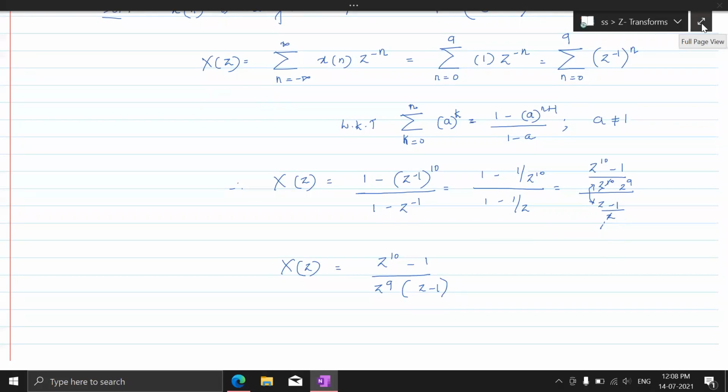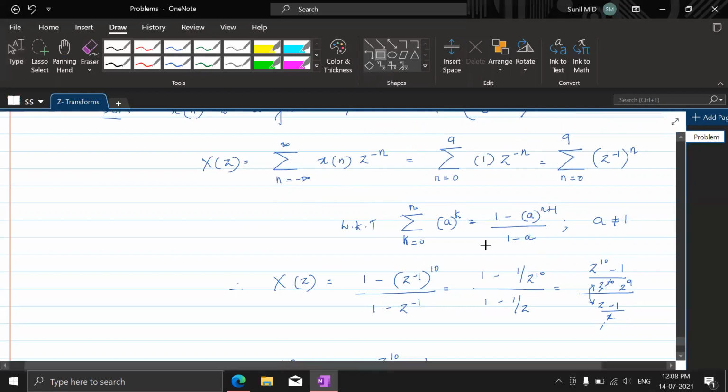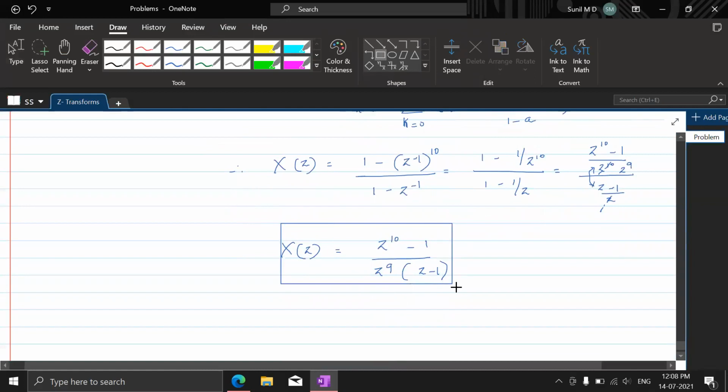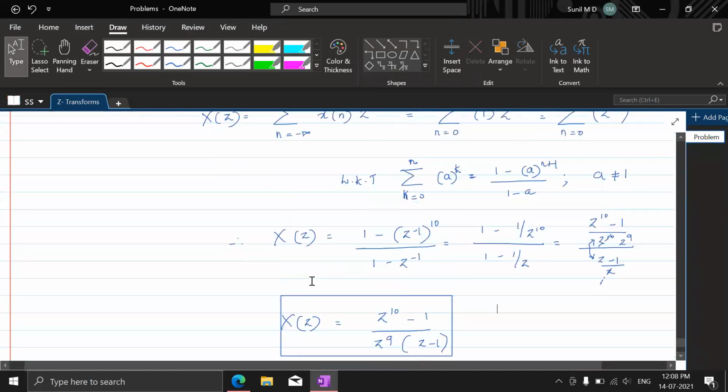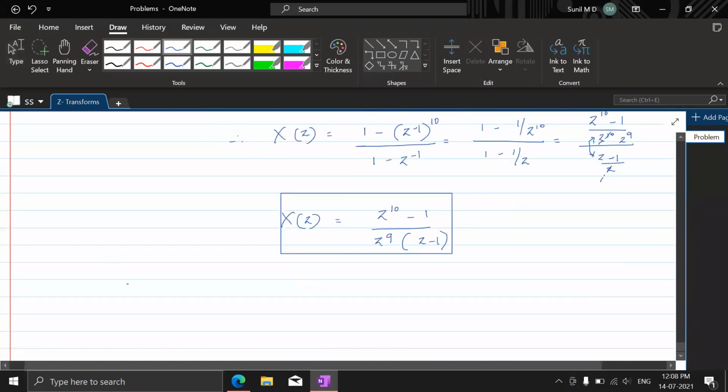So we have to sketch the ROC for this. How to sketch the ROC for this is the question. We have found out X(z). This is how the X(z) is. And since x(n) is a finite right-sided, causal sequence, the ROC is the entire z plane except z equal to 0.